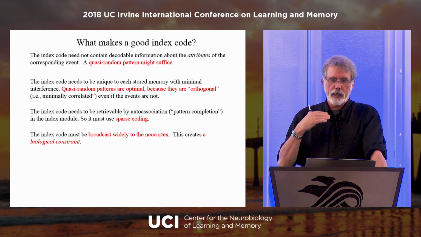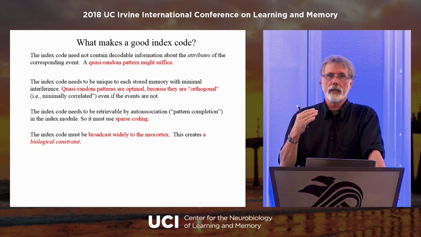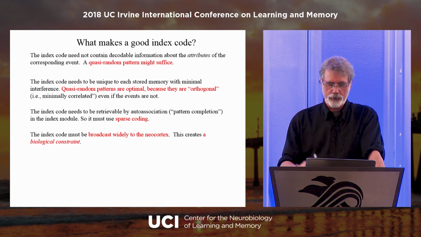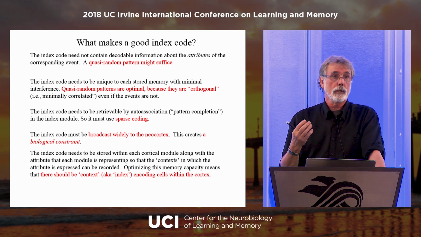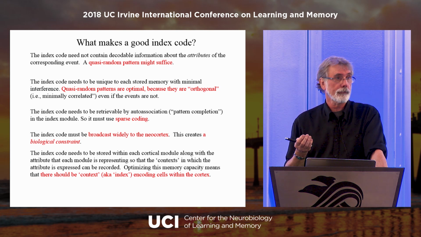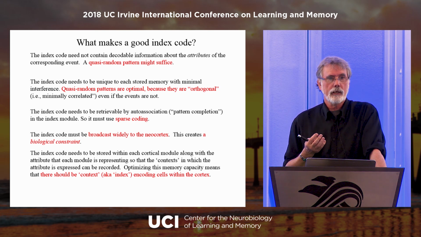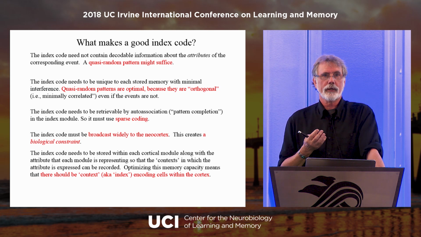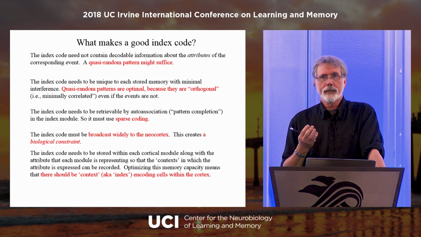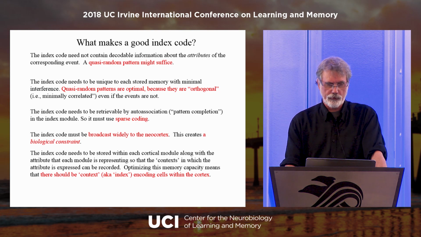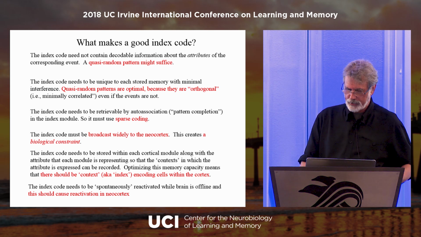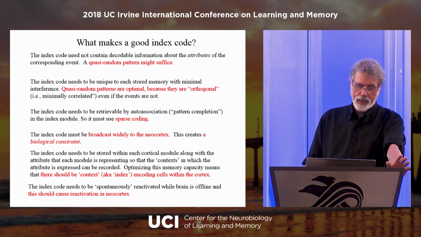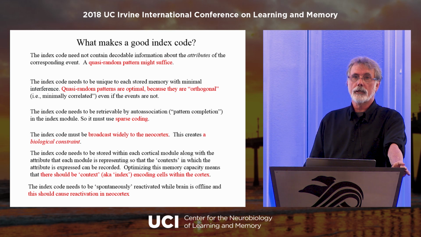The index has to be broadcast widely to the neocortex, and this creates a severe biological problem, which I'm going to talk about. It needs to be stored within each cortical module along with the attributes of the particular experience. And that leads to the prediction that you might expect to find index cells also in the neocortex, most likely in layers 2 and 3, where the hippocampus back-projects to. And finally, the hippocampal index code needs to be spontaneously reactivated while the brain's offline, and it should cause reactivation of the neocortex.